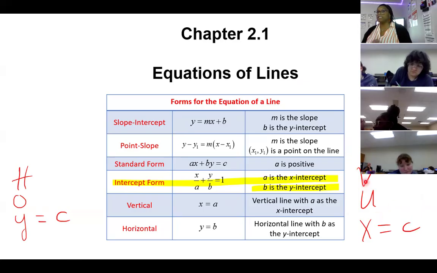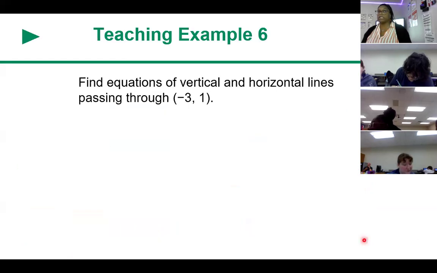Your vertical is not a function. It has an undefined slope, and it's going to be whatever the x is. Okay, so that's all there is to it. There's no way of calculating it. There's no way of doing any of that.